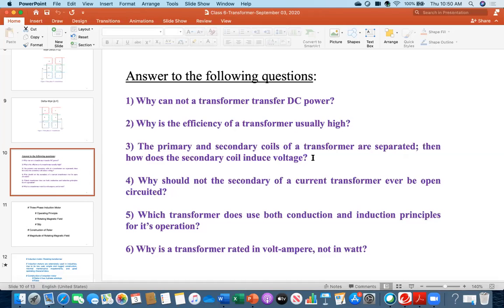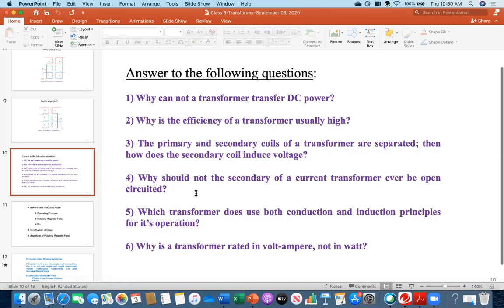So just note down in your paper, or whatever better way you can express it, you explain that one. But the keyword should be: by applying Faraday's law of electromagnetic induction. Okay, got it. Number 4, why should not the secondary of a current transformer ever be open circuited? Why should not the secondary of a CT, current transformer, ever be open circuited? So you remember what we were discussing with this question?